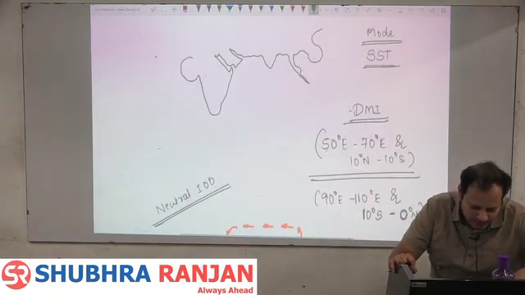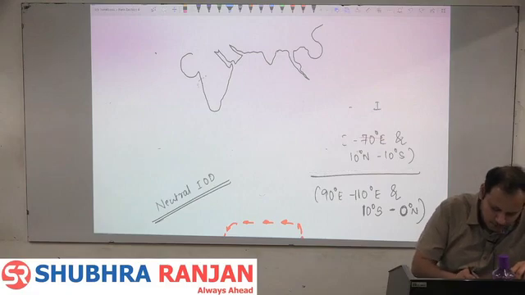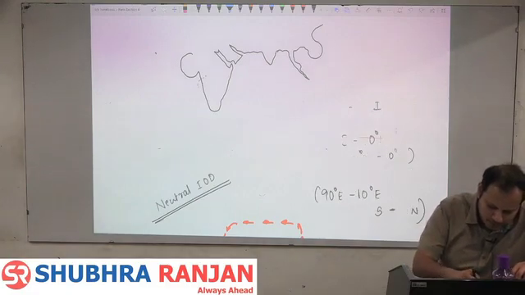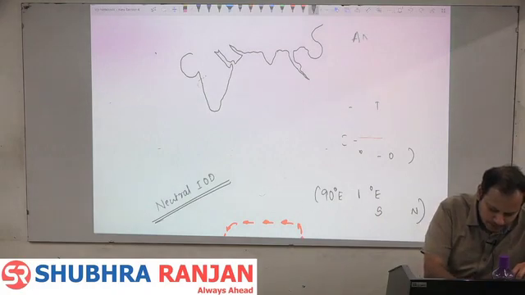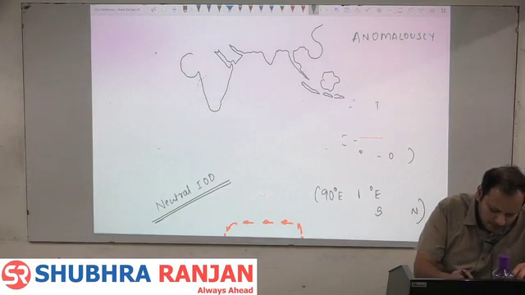In this phase, winds blow anomalously. Anomaly, you already know what is anomaly. From east to west in the Indian Ocean.